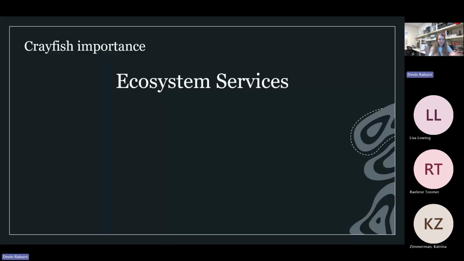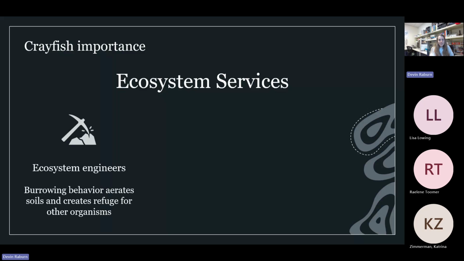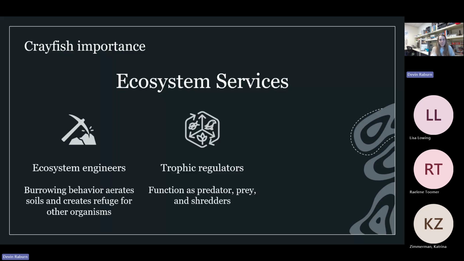Okay, so we have all of this diversity in the Southeast, but what do crayfish do? What do they add to their ecosystem? Well, first, they are ecosystem engineers, and some crayfish can burrow into the ground. We'll talk about this a little bit later. But this burrowing behavior aerates the soils and creates refuge for other organisms, namely the crawfish frog. As you can tell with the name, they only use crawfish burrows as their habitat. And there's a lot of other species too that use crawfish burrows as refuge.